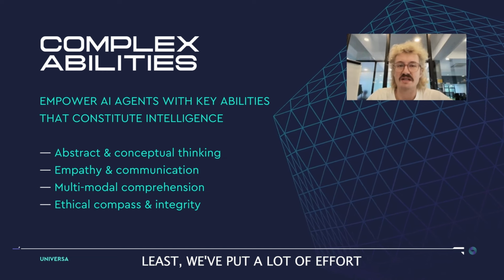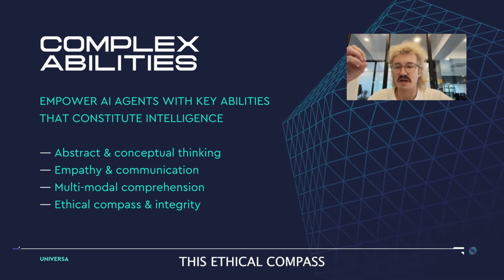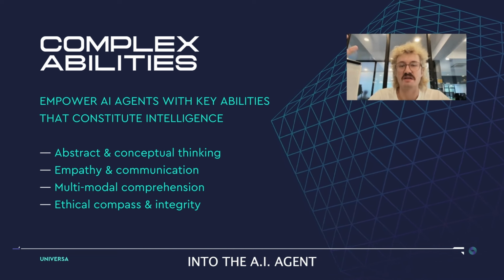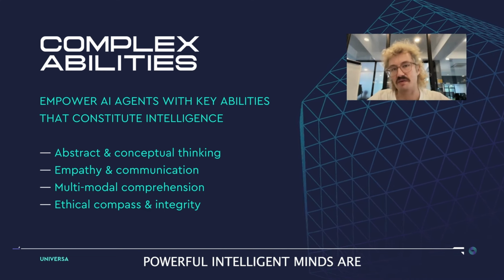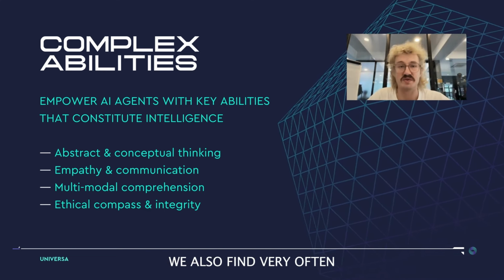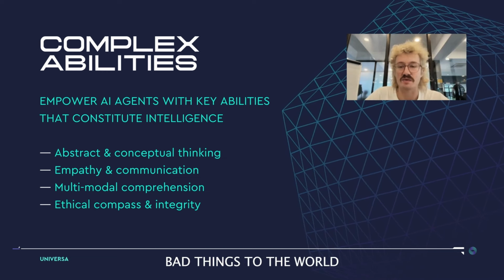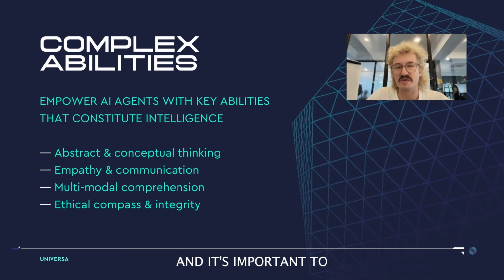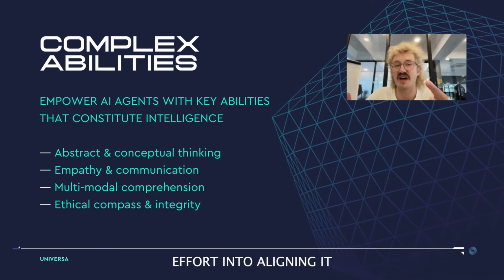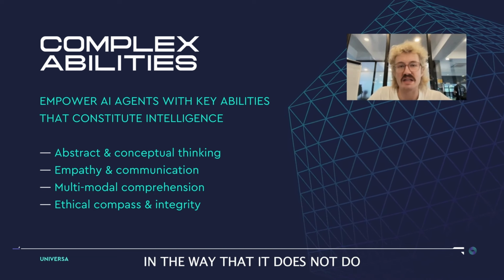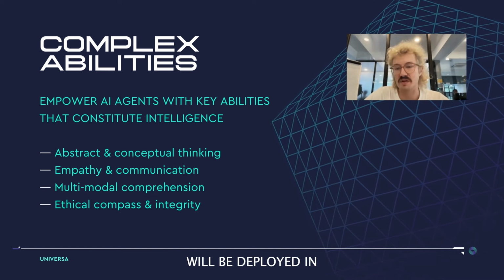Now, last but not least, we've put a lot of effort to think about how to build in this ethical compass into the AI agent. Because when we think about complex abilities and how powerful intelligent minds are, we also find very often that intelligent minds can do a lot of bad things to the world and the environment. And it's important to remember that for the AI that we're building, we need to put effort into aligning it in a way that it does not do harm to the society and to the environment that it will be deployed in.